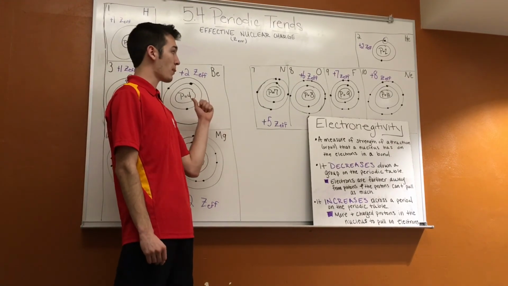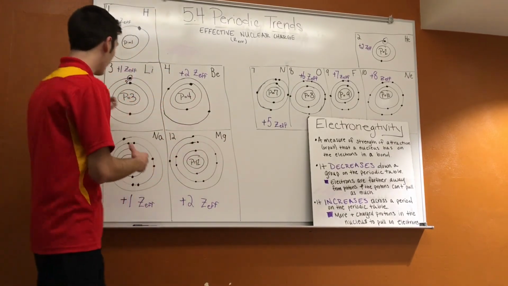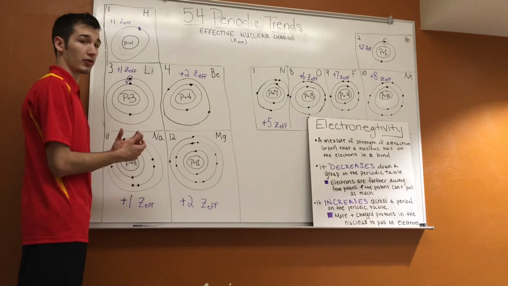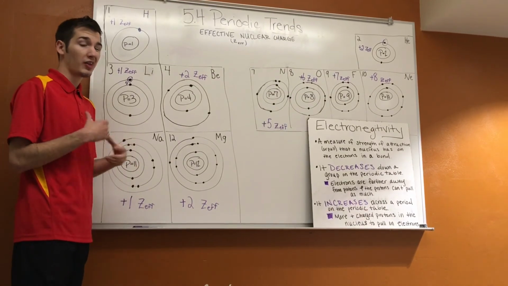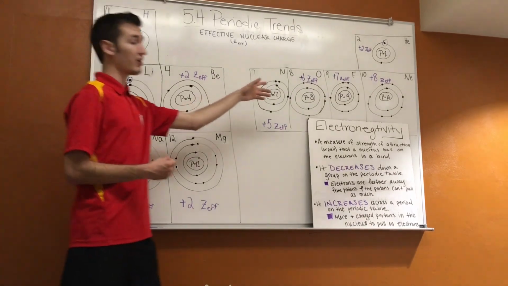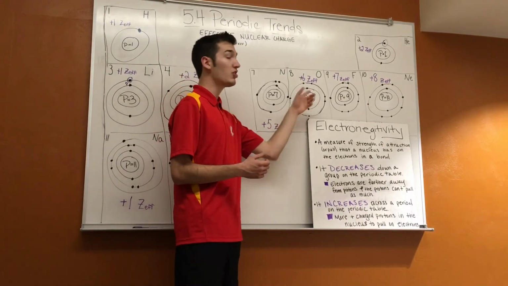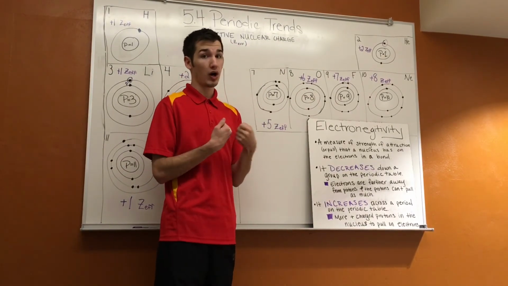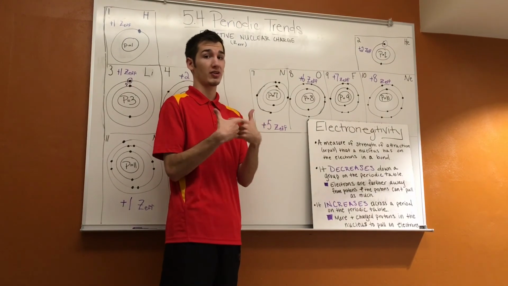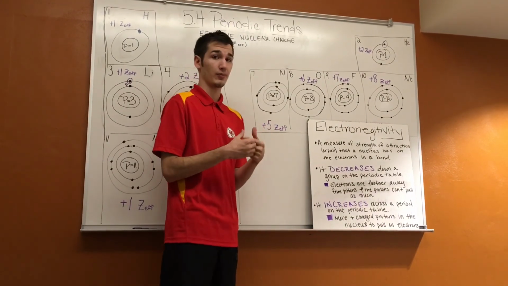With lithium, it's a +1 effective nuclear charge. So those protons want that electron a little bit. Well, let's look at oxygen. A +6 effective nuclear charge. These protons really want these electrons. We're really pulling on these electrons, and we're really tugging on them.